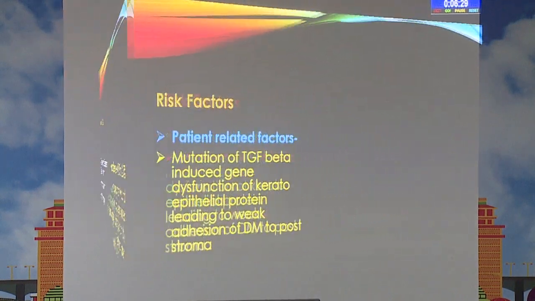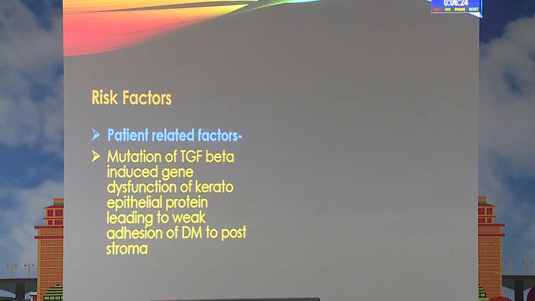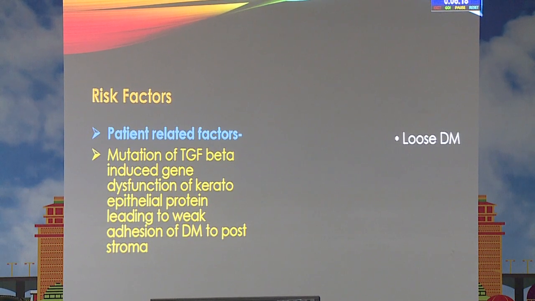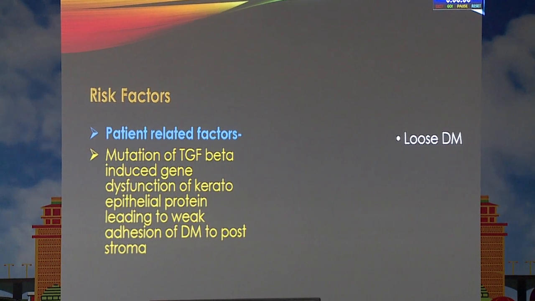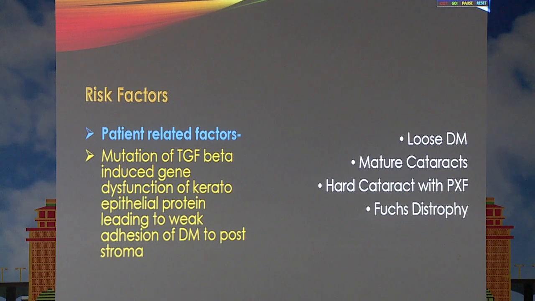rather than femtolaser. So we divide the risk factors of DM detachment to patient related factors and surgical related factors. In the patient related factors, loose DM is present in people who have a mutation of TGF beta induced gene, dysfunction of keratoepithelial protein, which leads to the weak adhesion of DM to the posterior stroma. The other causes are mature cataract, hard cataracts with pseudoexfoliation, Fuchs endothelial dystrophy, and of course old age.